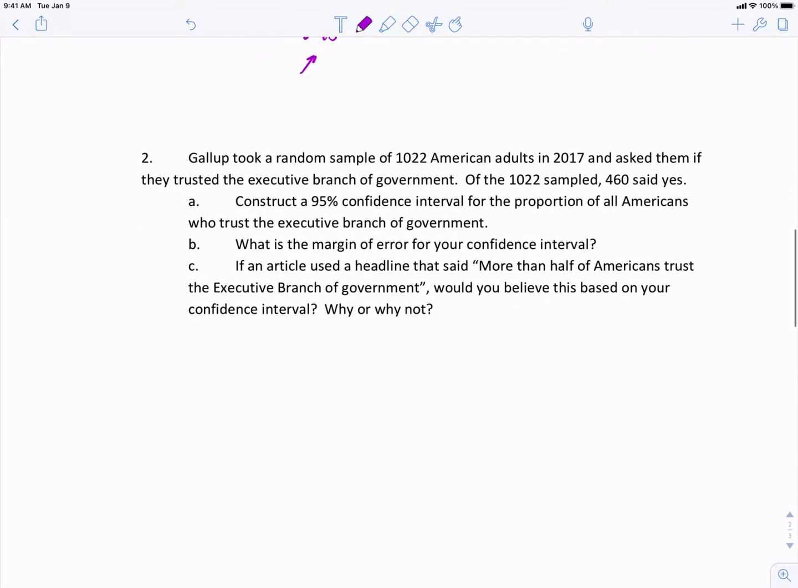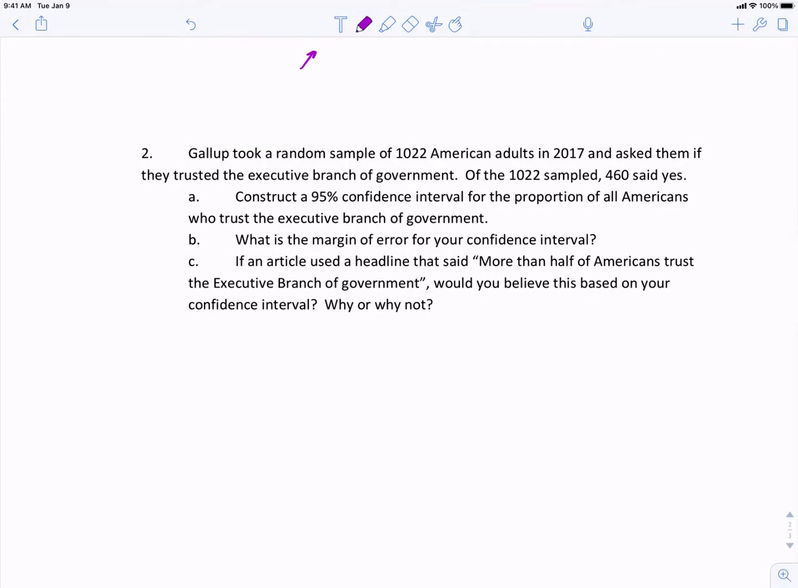All right, let's try problem 2. Gallup took a random sample of 1,022 American adults in 2017 and asked them if they trusted the executive branch of government. Of those sampled, 460 said yes. Construct a 95% confidence interval for the proportion of all Americans who trust the executive branch of government.